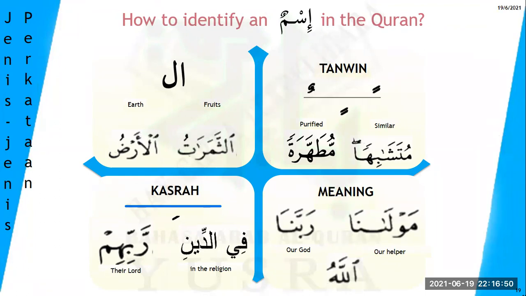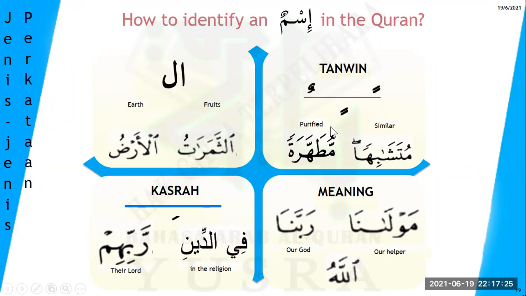Now, in the Quran, how do you know whether a word is a noun? There are four ways to identify them. The three characteristics are easier. If we have an alif lam, it is definitely a noun. All words with alif lam are nouns. A noun can be masculine or feminine, singular, dual, or plural. So you know how to identify them.